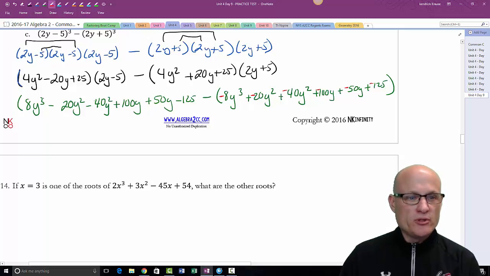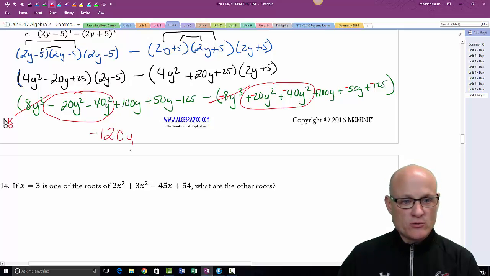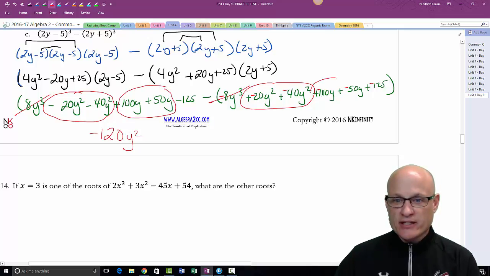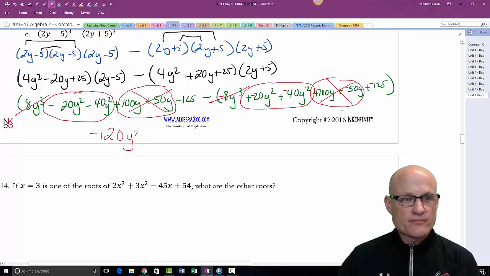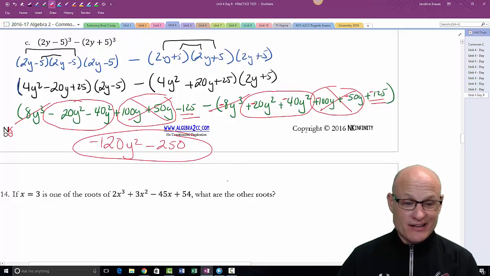So 8y cubed and negative 8y cubed cancel. Now, here are my y squareds. This is negative 60y squared, and this is negative 60y squared. So that's negative 120y squared. This is 150y, this is negative 150y. Those cancel. This is minus 125, this is minus 125. Minus 250. Now that appears to be the right answer, but I'm not going to lie, I think it's wrong.